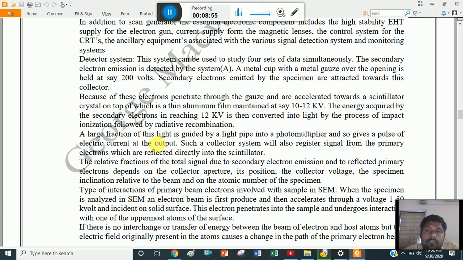So in SEM, the scanning electron microscopic technique, the output is the electric current. Those electrons are first converted into light by impact ionization followed by radiative recombination. A fraction of this light is then guided by the light pipe into the PMT, and the PMT converts it into a pulse of electric current. That is the final result that is measured in the readout devices.